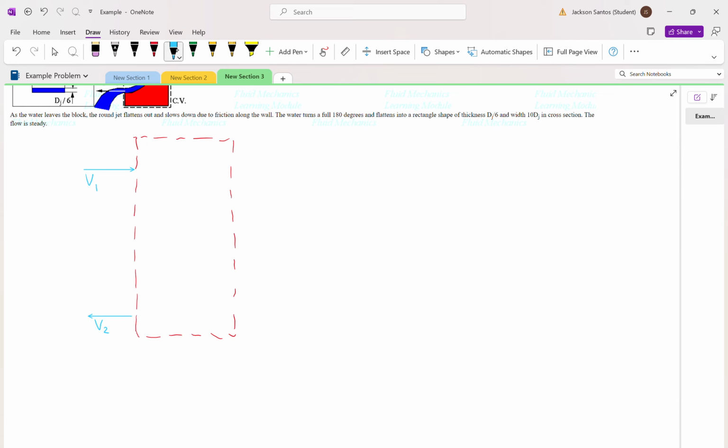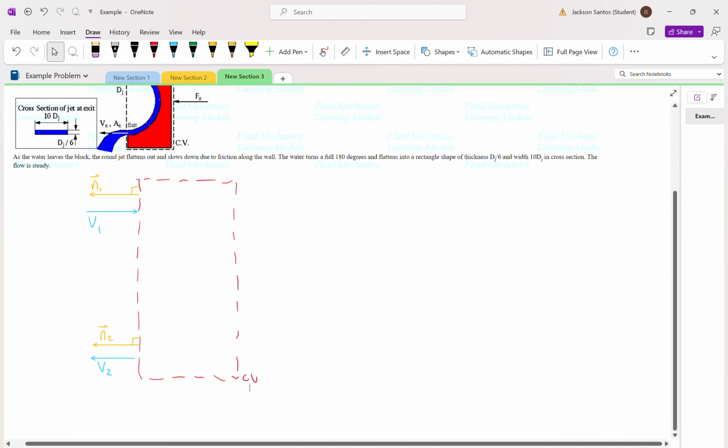The other thing we're going to identify is our normal vector. Our normal vector is going to look like this, and it's normal to the control surface. This is going to be N1, and this one down here is going to be N2. The control surface is this side of the control volume that we have down here. The whole thing is a control volume.